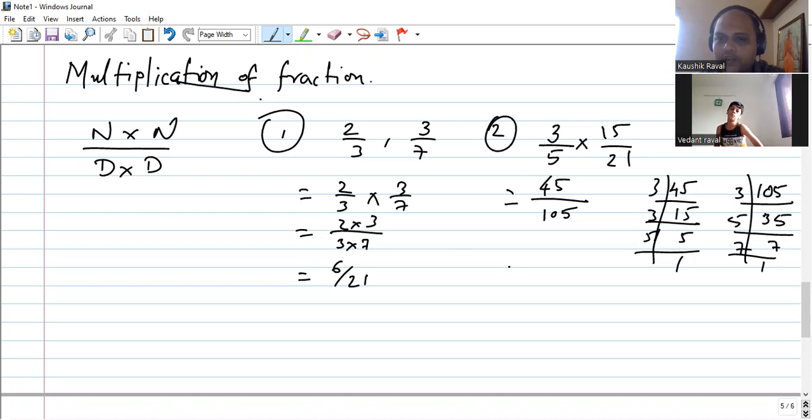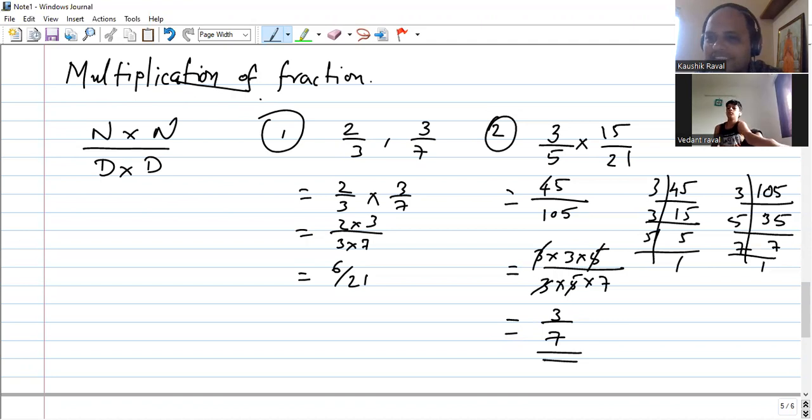So you have to write down the factors. 3 by 3 by 5 divided by 3 by 5 by 7. You have to cancel out the common factors and whatever is remaining is your final answer. 3 by 7. This is your final answer. This is where it gets interesting.